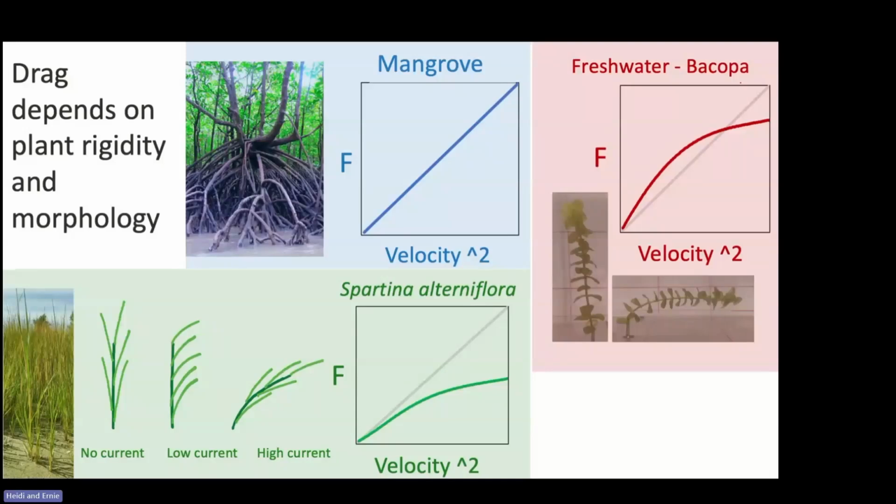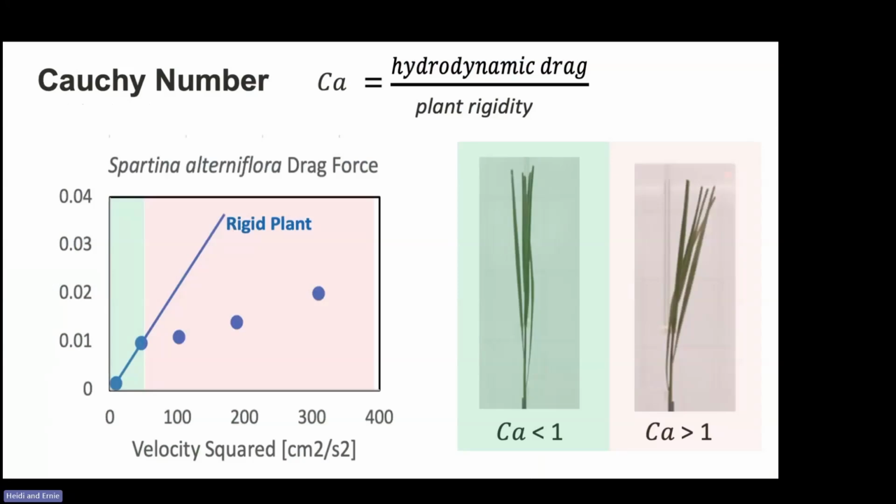To represent plants that reconfigure in hydrodynamic simulations, we need a more complex drag model than a fitted drag coefficient. That is, we need to predict the reconfiguration and its impact on drag. The influence of reconfiguration can be described in terms of two non-dimensional parameters. The first is the Cauchy number. The Cauchy number is the ratio of hydrodynamic drag to plant rigidity, and it describes whether or not a plant will bend.